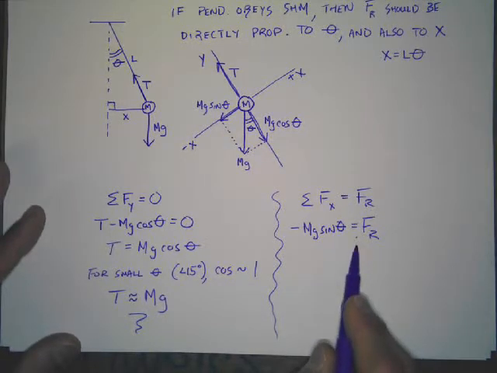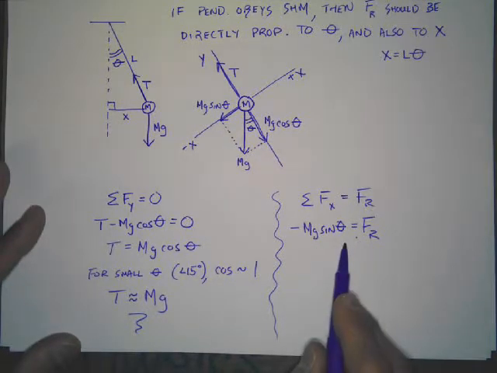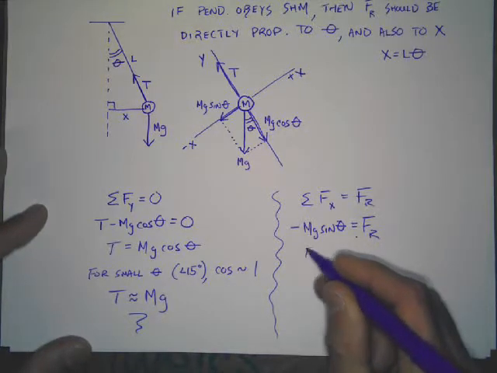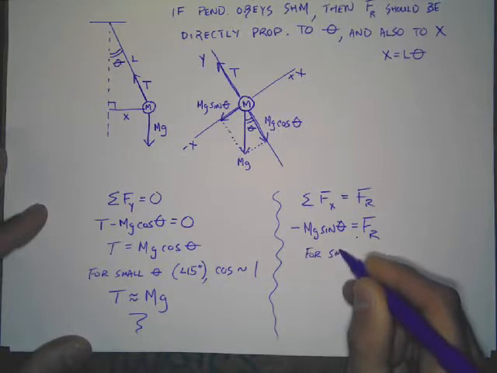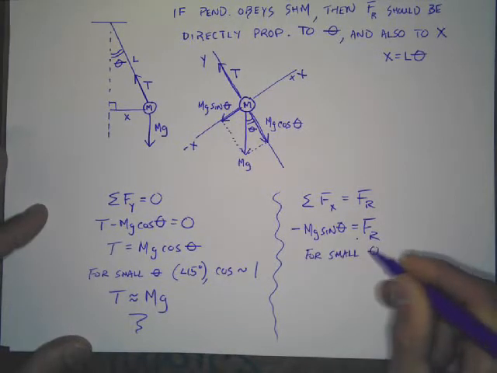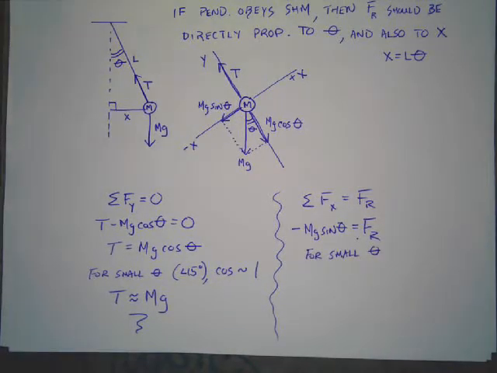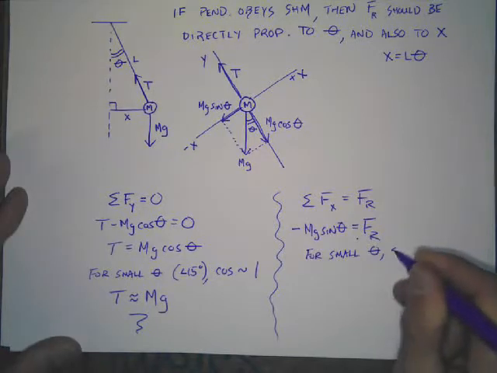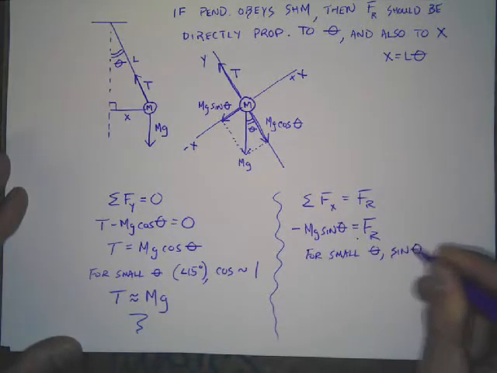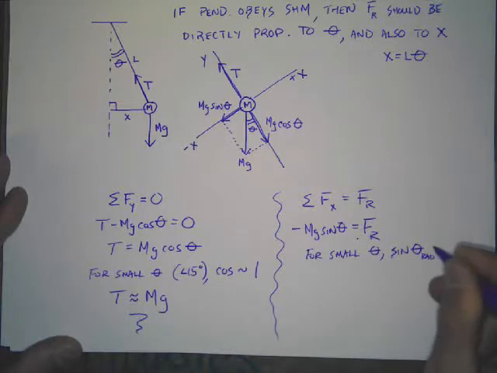However, for small theta, again meaning less than 15 degrees, the sine of an angle in radians is equal to the angle in radians.